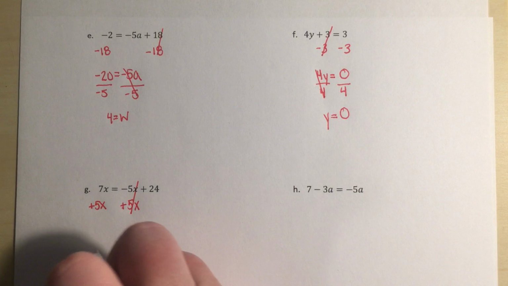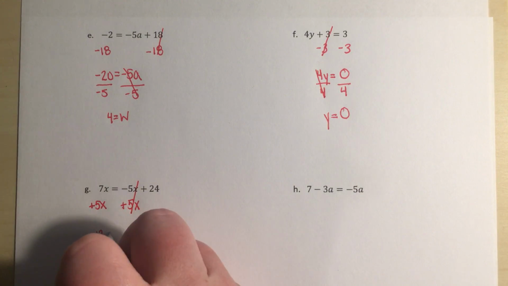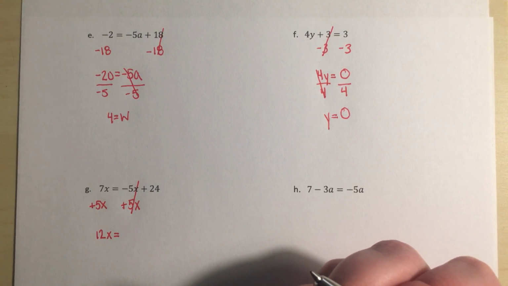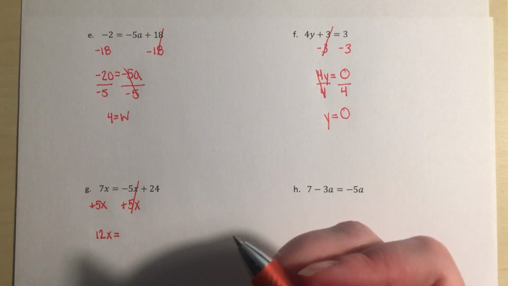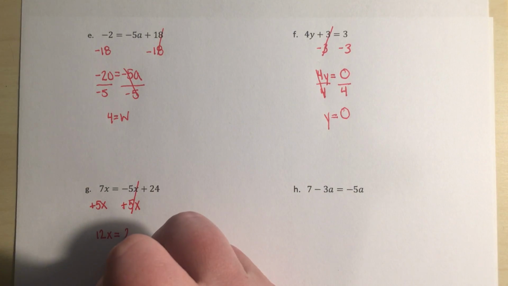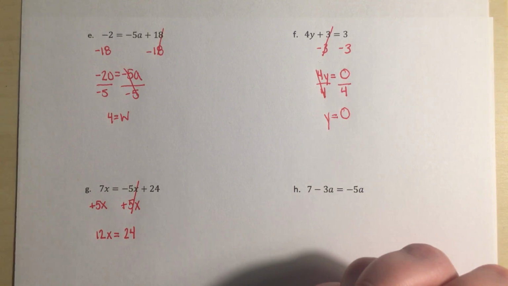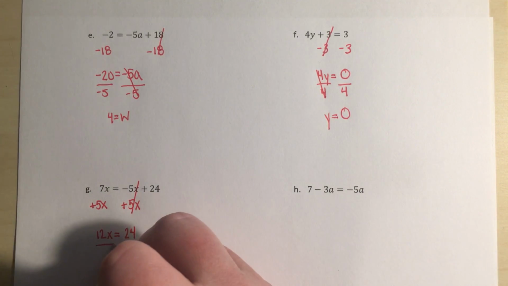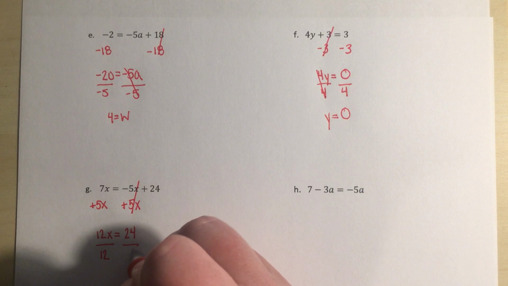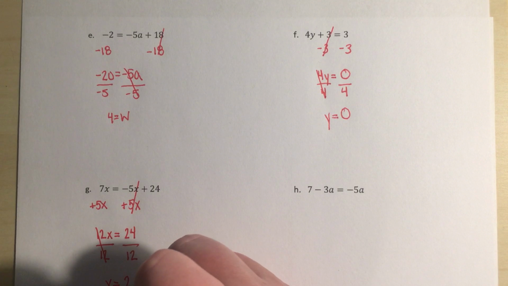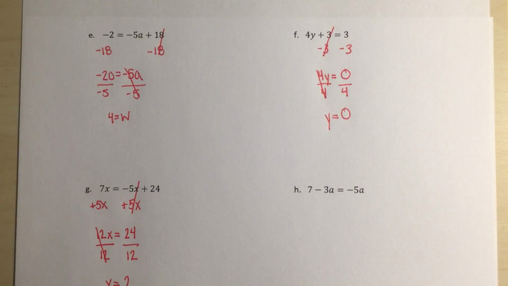Okay. So on the left side, 7x plus 5x give us 12x. Right? We're just adding our coefficients. 7 plus 5 is 12. On the right side, the -5x and +5x cancel, and we have just the number 24 here. Right, now just like the last few problems, we're just left with a coefficient to divide off and get rid of. So we're going to divide both sides by 12. 24 divided by 12 is 2, so x equals 2.